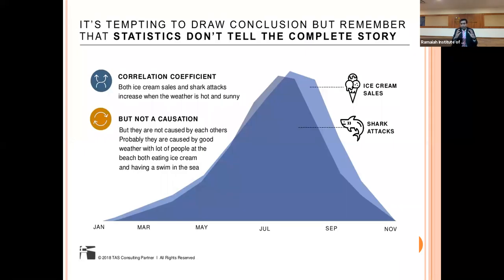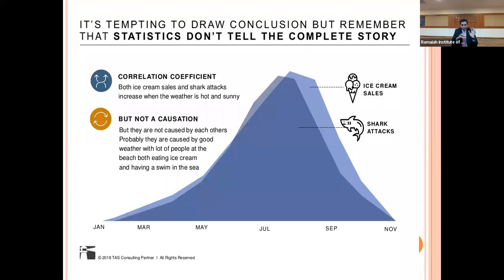Generally, the climate is hot and sunny. The climate is so hot that people will be tempted to have ice creams, and people will go to the beach and do the swimming and have a ball, right? So here, ice cream sales and shark attacks are correlated because the climate is so hot and sunny.